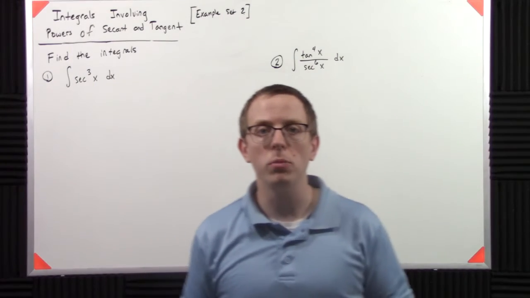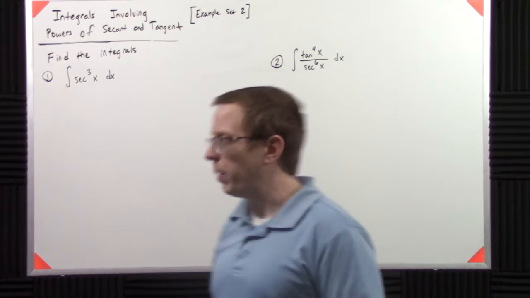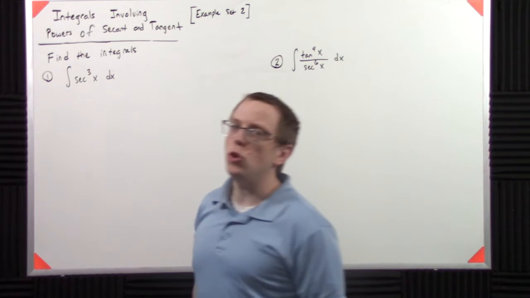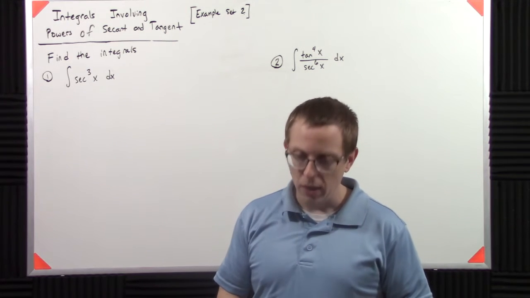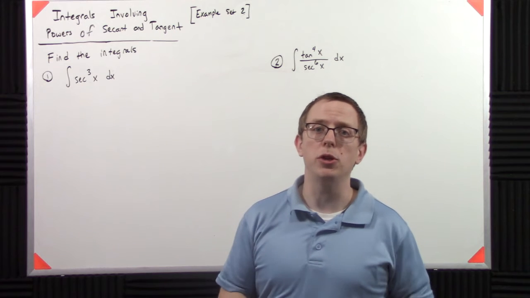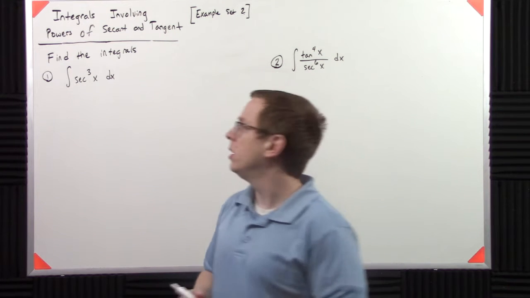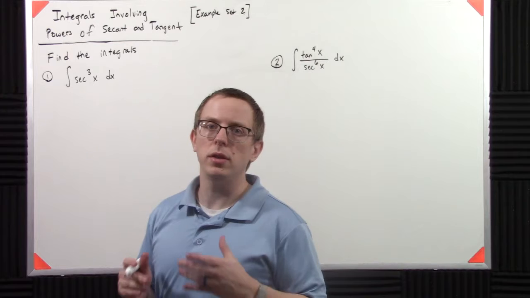Let's solve a couple more problems involving secant and tangent and their powers. The first one is the integral of secant cubed of x dx. Now this one's kind of tricky because we're going to have to use an integration by parts here. Fun, right? So what we're going to do is separate this into its pieces.